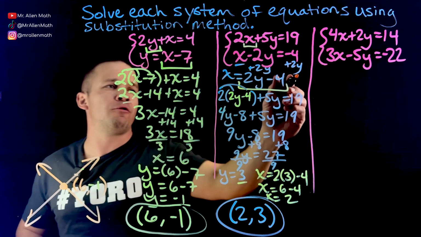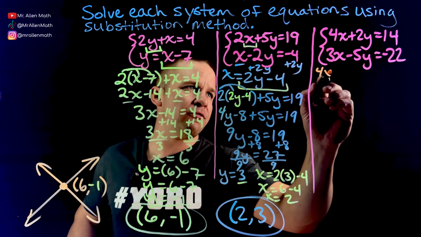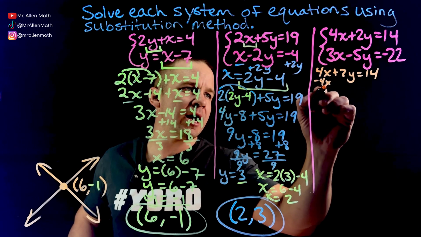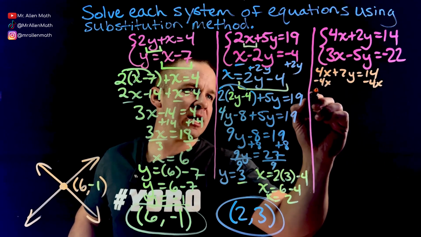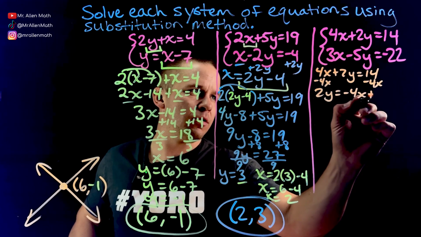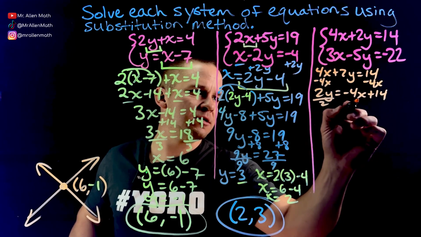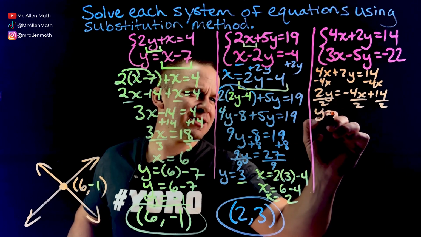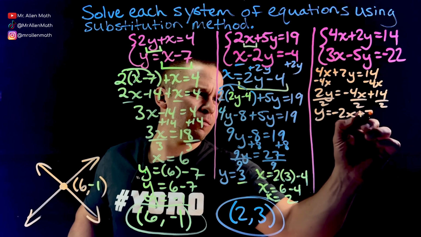So I'm going to subtract 4x, right? I'll write it all down here. We got 4x plus 2y equals 14. I'm going to subtract 4x on both sides. So I got 2y equals negative 4x plus 14. Divide by 2 on everything, and I get y equals negative 2x plus 7.